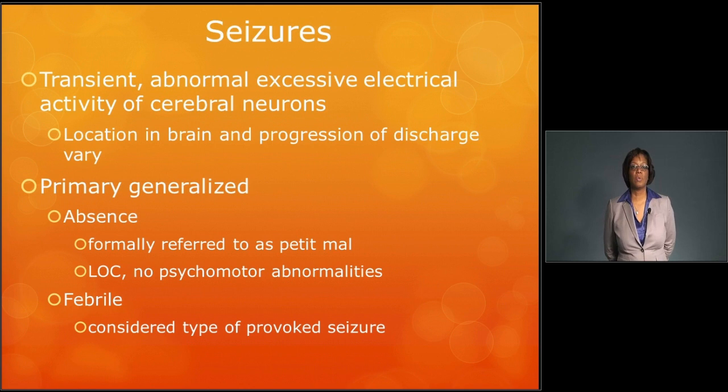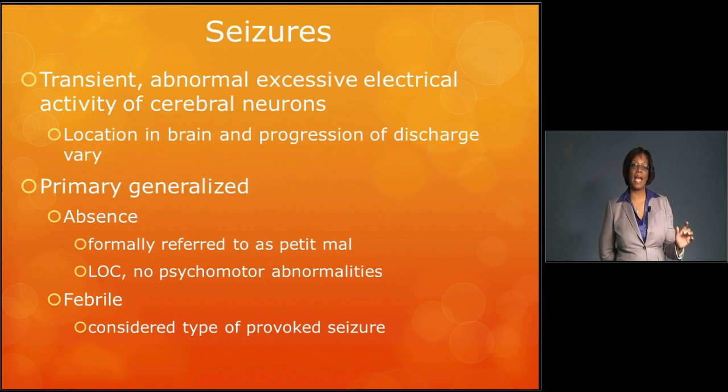Seizures. So we know seizures can be a very common presentation seen in children, and it could be someone who is already diagnosed with a seizure disorder. It could be the child who has something else happen and the seizure is the result, such as ingestions or trauma. And it could be the kid that comes in with the most benign of seizures, which is the febrile seizure. So we know that seizures are a transient, abnormal, excessive electrical activity of the central neurons, and the location in the brain and progression of the discharge of those neurons varies.